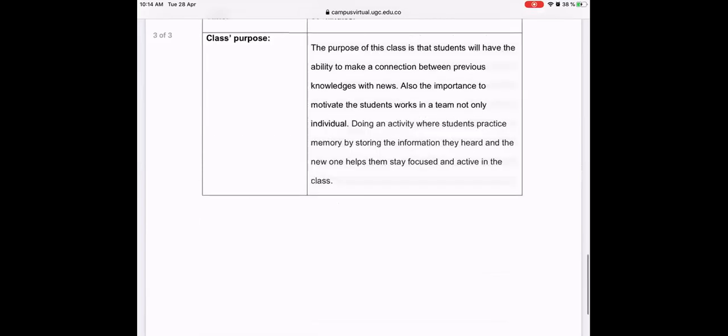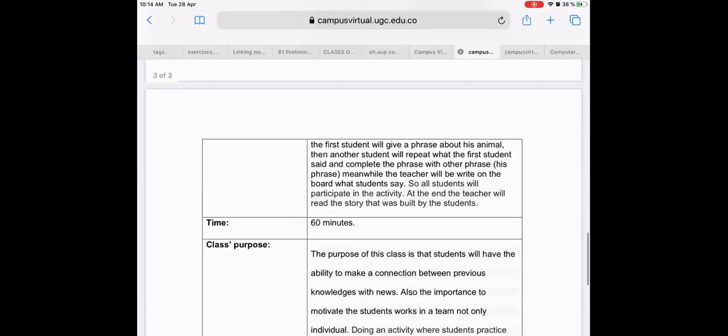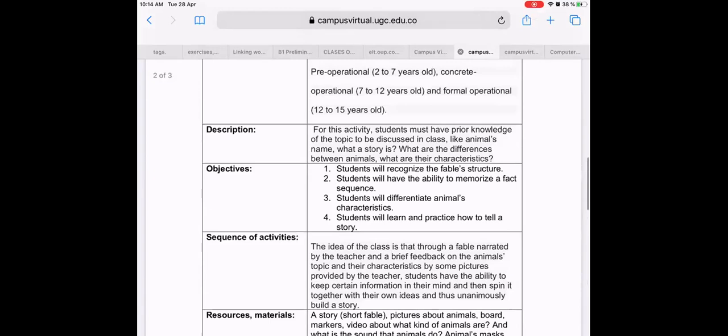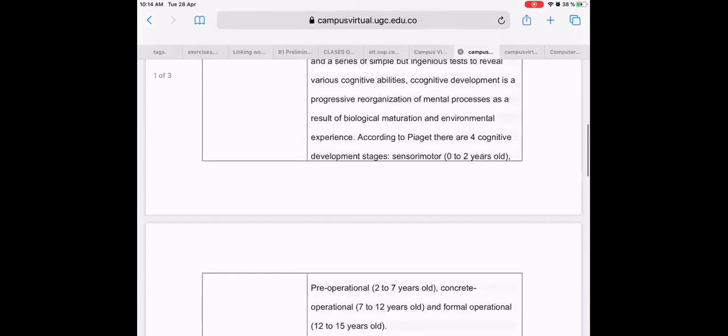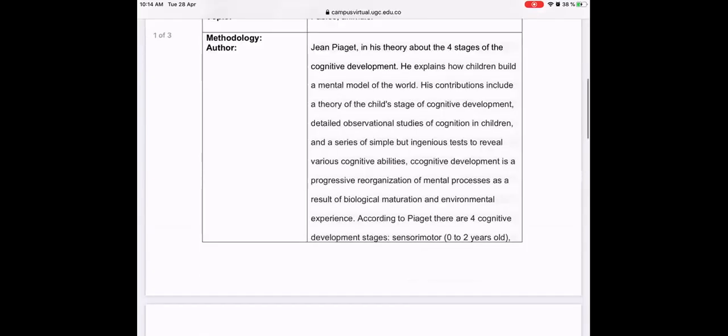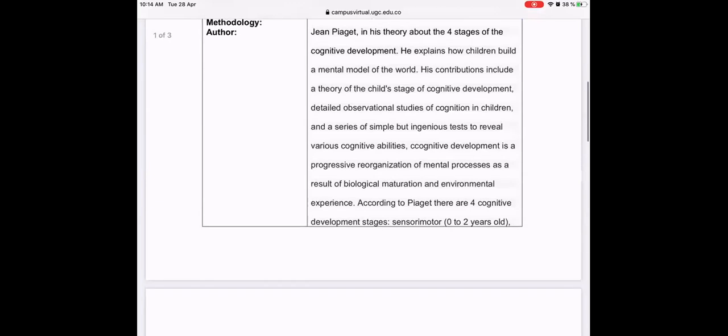Also, the ability for conversation is developed. They understand the world through images and the language too. So, also the child begins to represent the world symbolically. So, the activity, maybe scroll down.